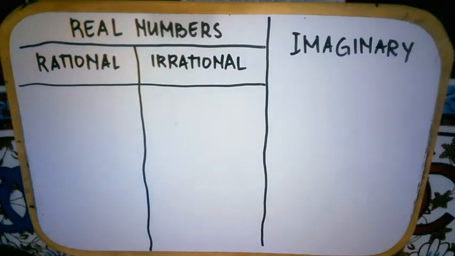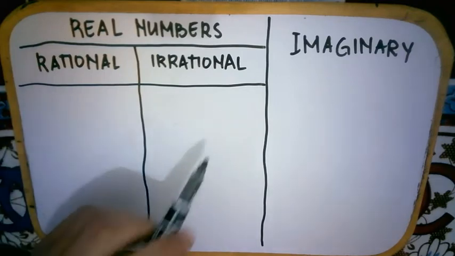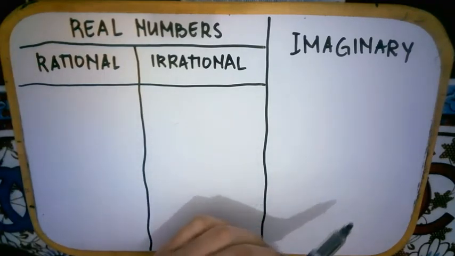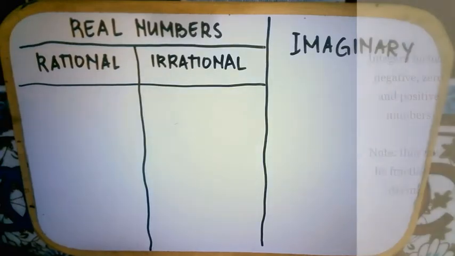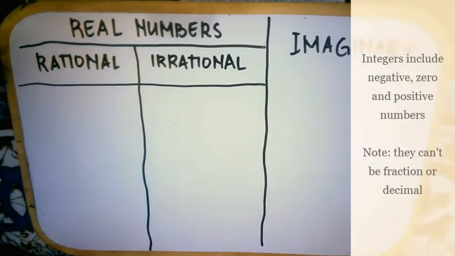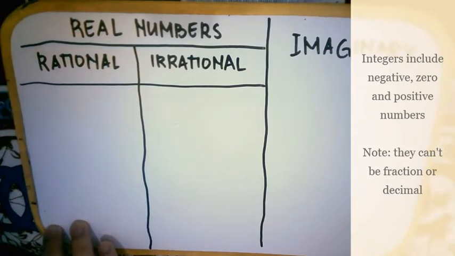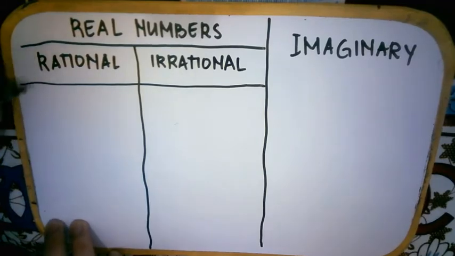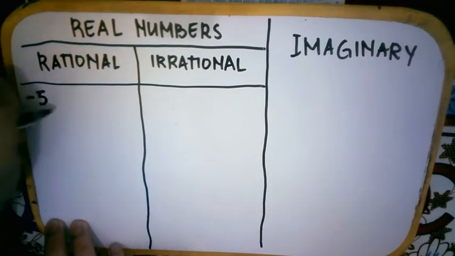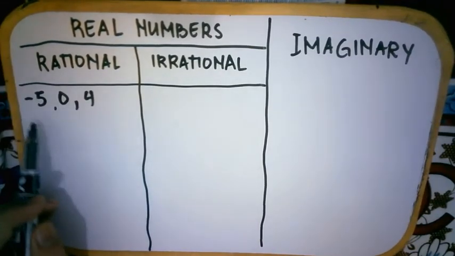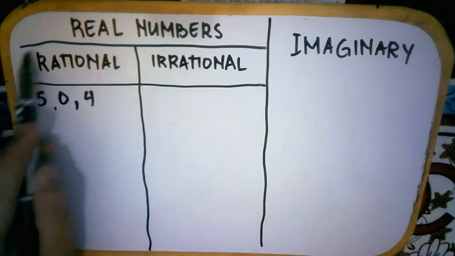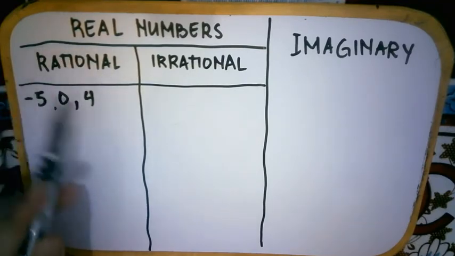Ngayon, magbibigay tayo ng examples ng rational numbers, irrational numbers, and imaginary numbers. Under rational numbers, may mga categories pa yan. And one of those is integers. Ang integers ay under ng rational number. Examples ng integers are negative numbers, 0, and then any positive numbers na wala siyang decimal. Like negative 5, 0, and 4. So, ito ay integers and they are also rational numbers. So, negative 5, 0, and 4 are rational numbers.